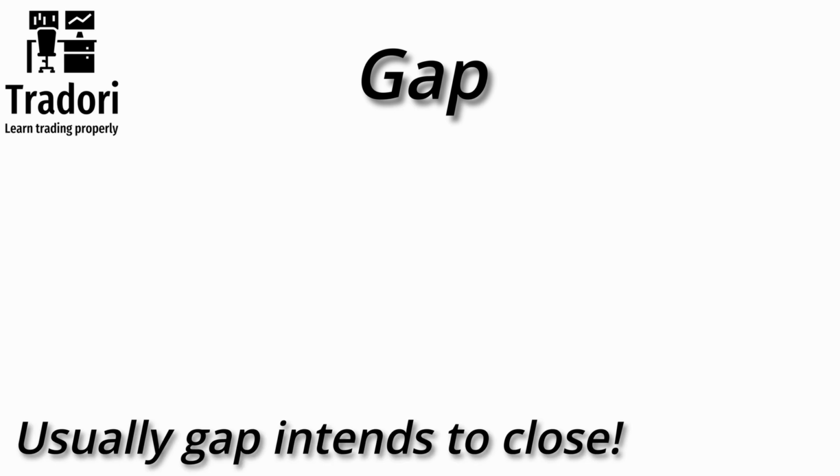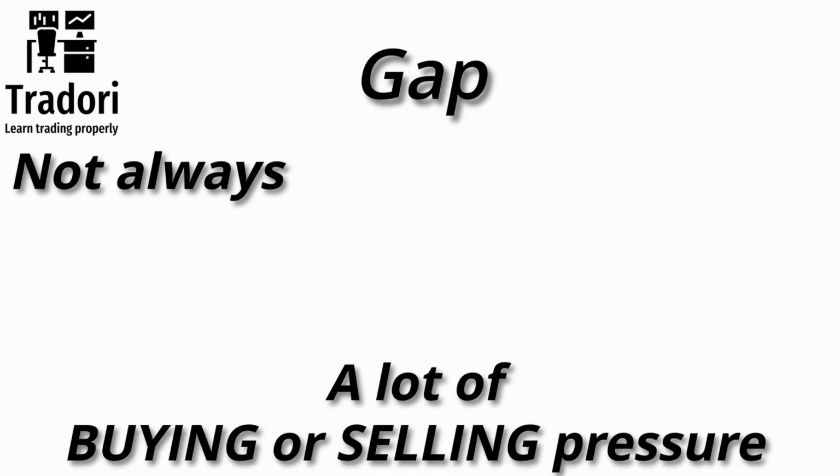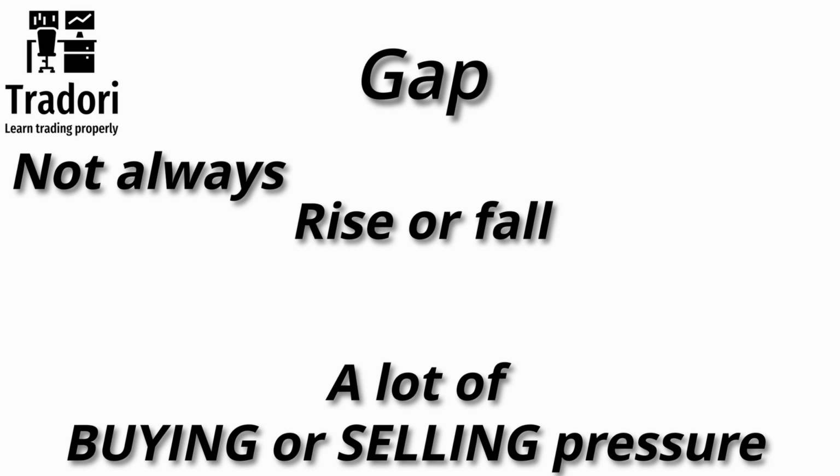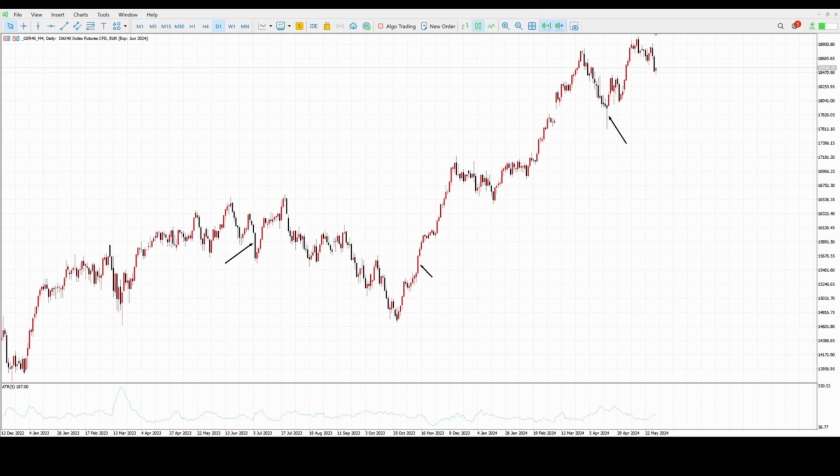Usually, gaps tend to close, meaning price comes to the area of the previous day candle closing price to close the gap. Not always, of course. Sometimes, after a gap, a lot of buying or selling pressure comes into the market, and the market continues to rise or fall. But there is a bigger chance for the gap to be closed. Therefore, at these times, act accordingly. Let's take a look at the chart.